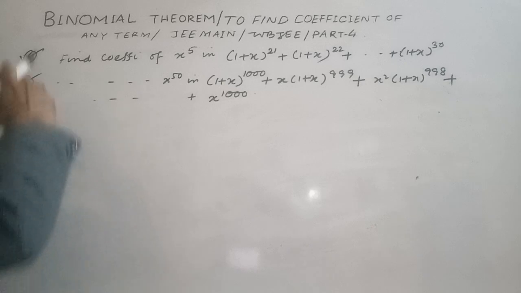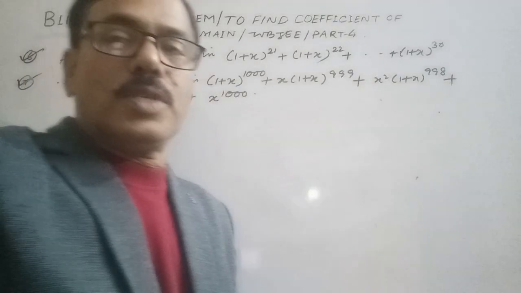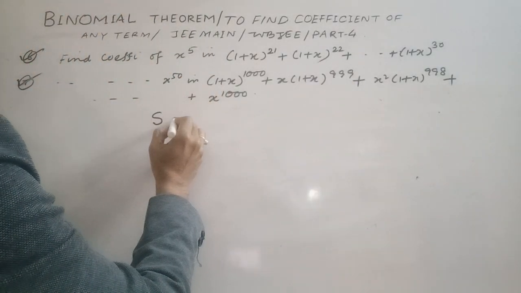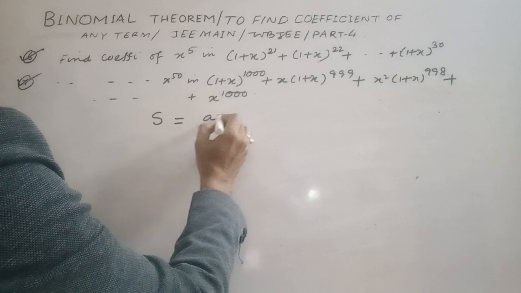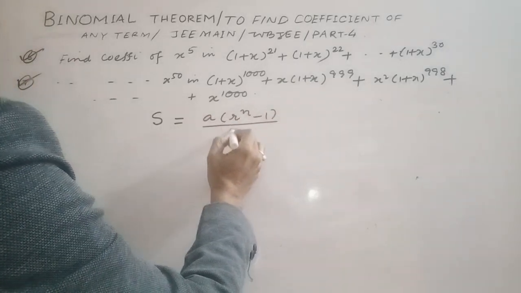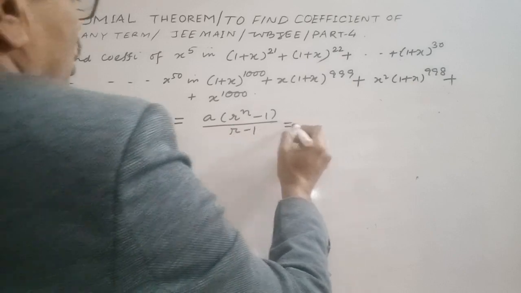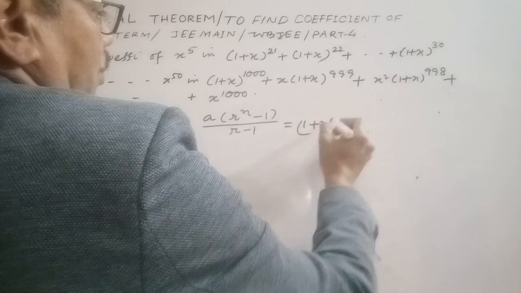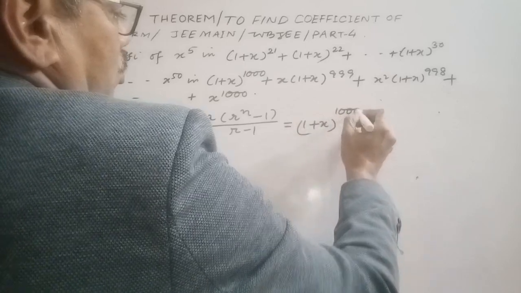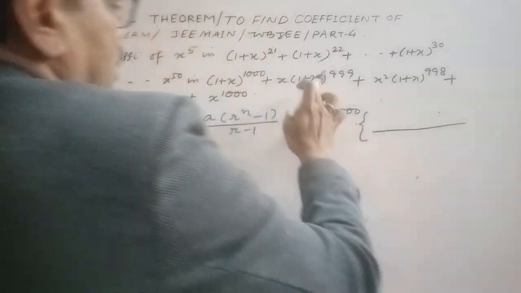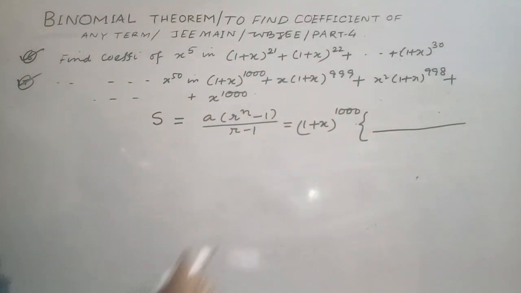Now, the sixth one is very simple. We consider 17. So, you first find the sum of the series S, A into r to the power n minus 1 by r minus 1. So, what is A? A is the first term, 1 plus x whole to the power 1000. Now, what is r? This by this.